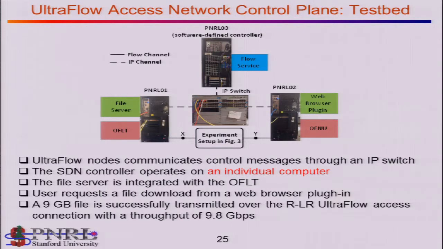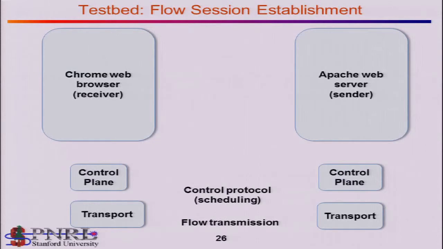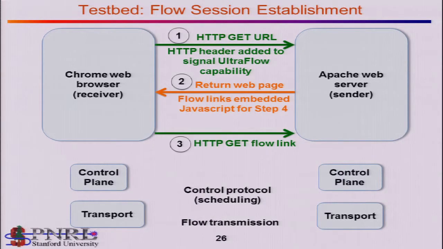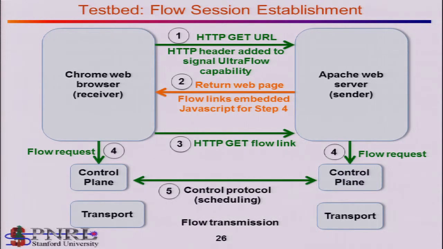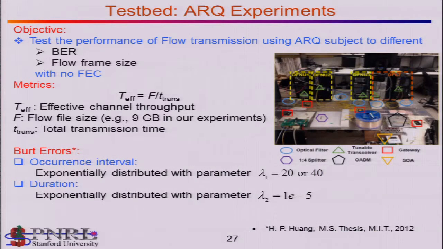We successfully downloaded a 9 gigabyte file from the server to the users at a throughput of 9.8 gigabits per second, which is approximately the theoretical value, because the transceiver we use is 10 gigabits per second. So here is just a more graphical description of what I just described to you, the process of the whole control plane demonstration.